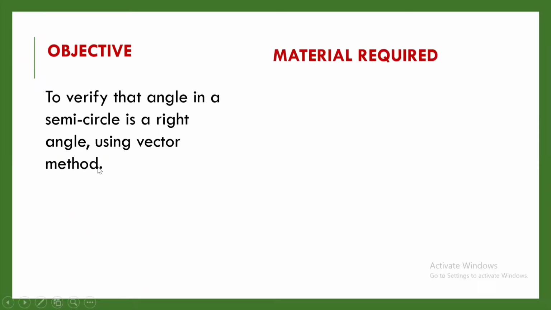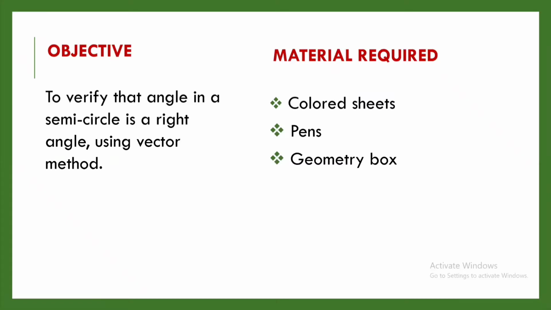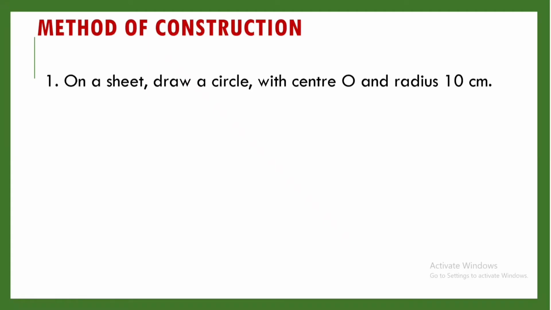The material required, let's check. The material required is colored sheets, pens, the geometry box, and the adhesive. The method of construction, an easy activity. We just take a sheet of paper, draw a circle with center O and radius 10 centimeters.